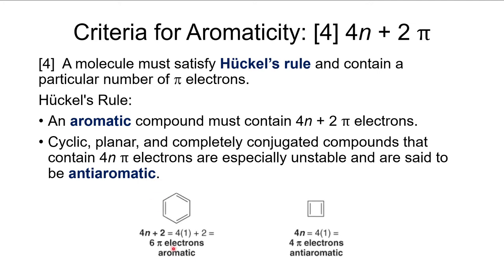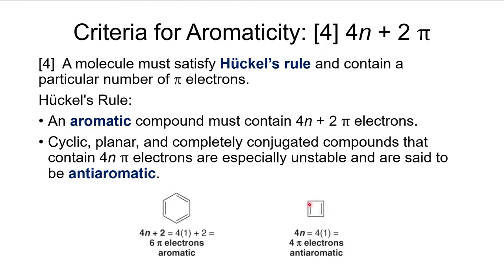So here are two compounds, benzene, which we've seen multiple times. In this case, n is equal to 1, and so it has 4n plus 2, 6 pi electrons, so that is an aromatic compound. With cyclobutadiene, we've got 4 pi electrons, and 4 pi electrons doesn't fit into the 4n plus 2 rule, but it does fit into our anti-aromatic rule. So not only is it not aromatic, it's actually anti-aromatic. The anti-aromatic compound here is going to be unusually unstable.